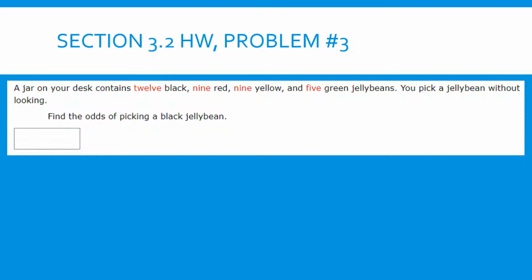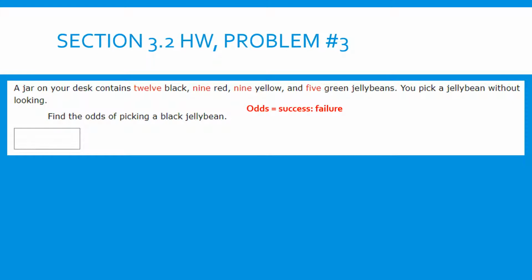A jar on your desk contains 12 black, 9 red, 9 yellow, and 5 green jelly beans. You pick a jelly bean without looking. Find the odds of picking a black jelly bean. Right, so once again, recall that odds are success compared to failure.